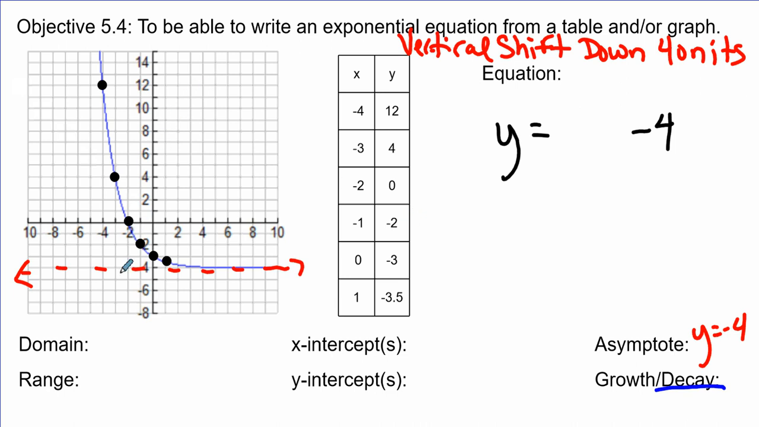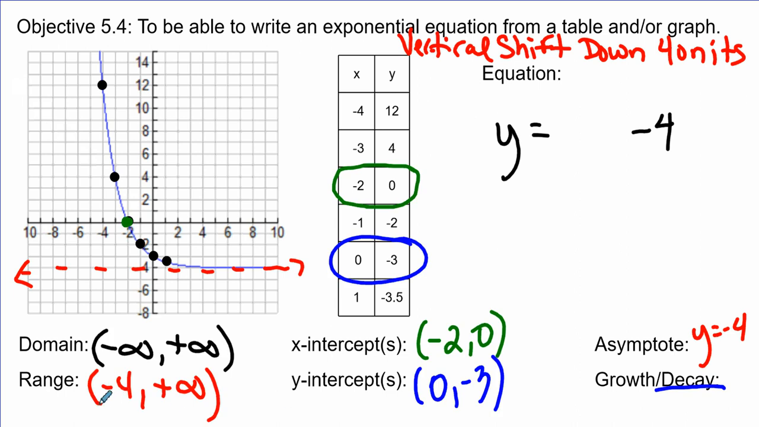The domain we know for our exponential equations is always from -infinity to +infinity. But because I lowered this down, my range is going to be impacted. The lowest I can approach is here at -4, and I can use everything greater than that. So I have to show that everything greater than -4 is okay for the range. So we've got everything for the key features identified just by looking at the graph and our table.